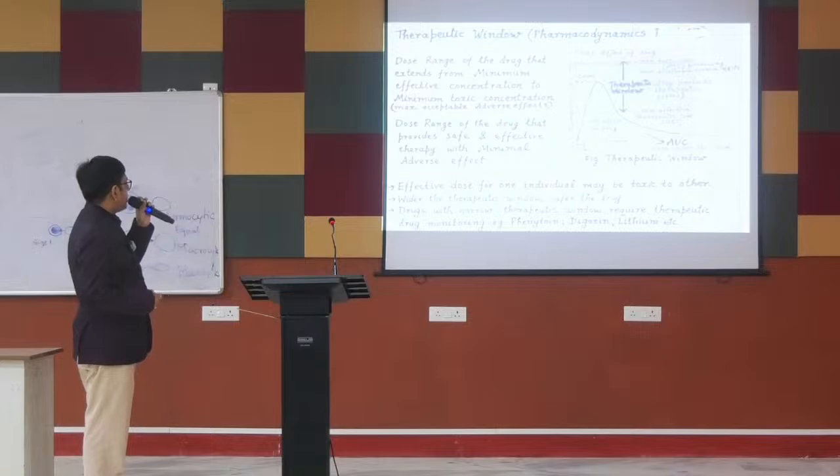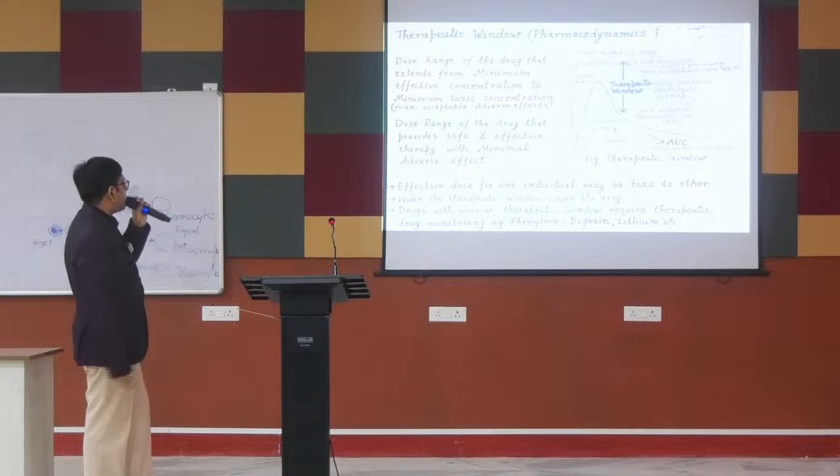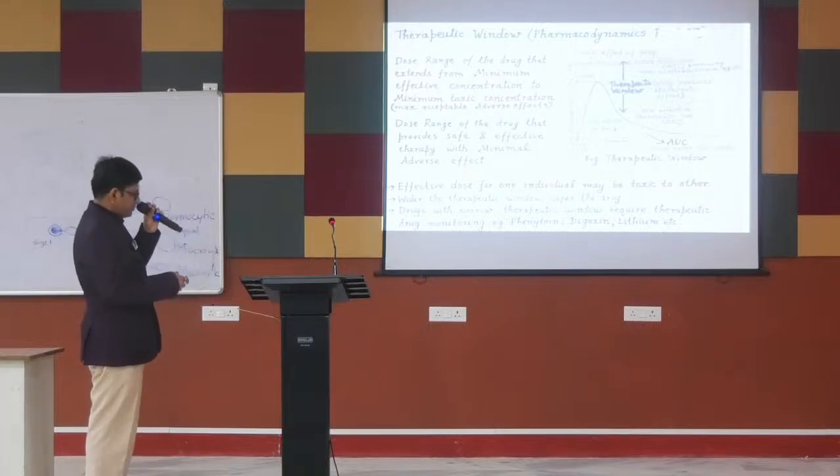And at this level, it is the dose of the drug that extends from minimum effective, this is the minimum toxic concentration. This level is called the minimum toxic concentration. At this level, you get adverse effects that can be maximally accepted. Beyond that, there will be chance of severe toxicity and death. So maximum accepted adverse effect is here, and this is the minimum effective therapeutic concentration. The gap between minimum toxic concentration and minimum effective concentration is the therapeutic window. The higher this gap, the safer is the drug.